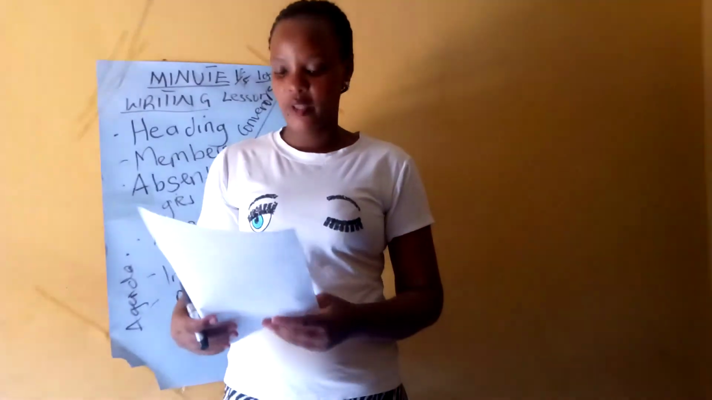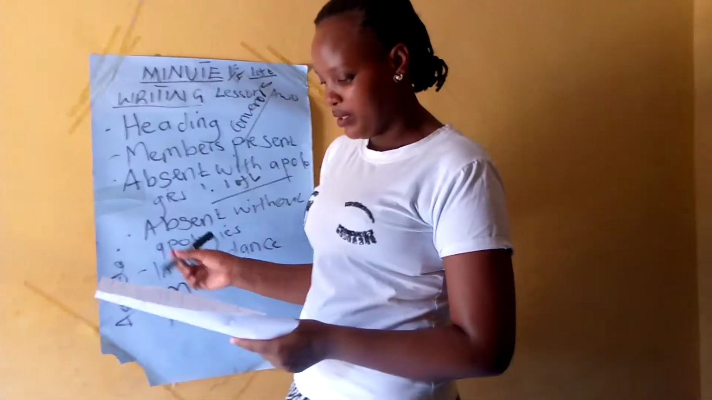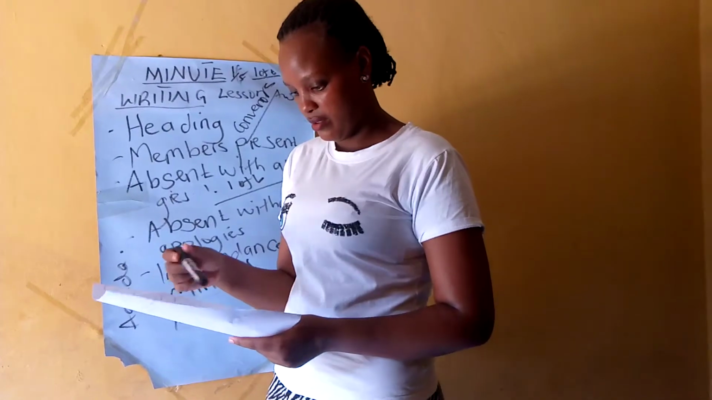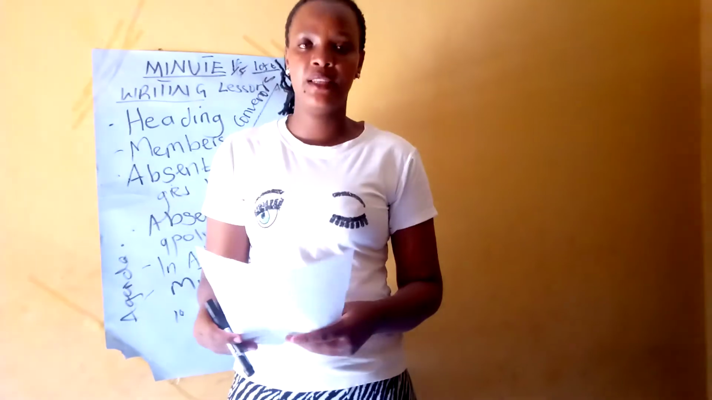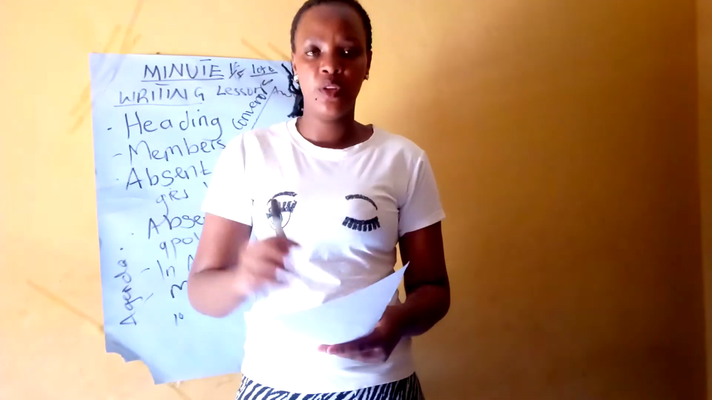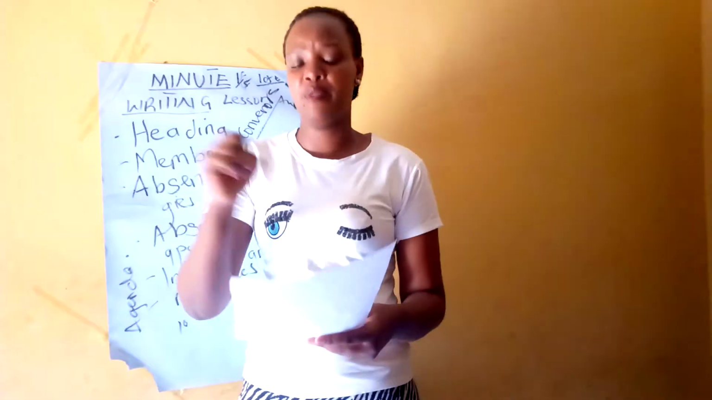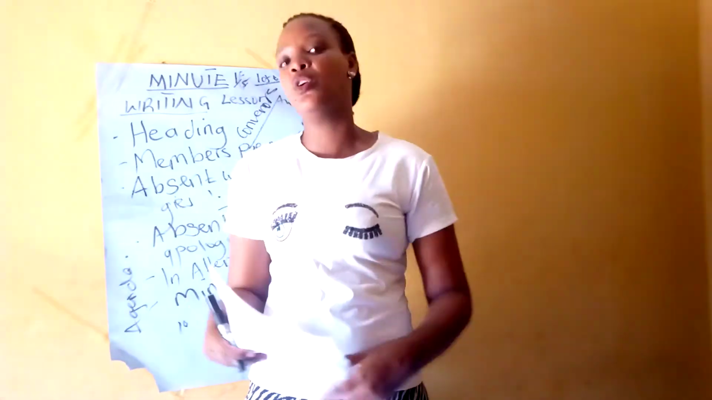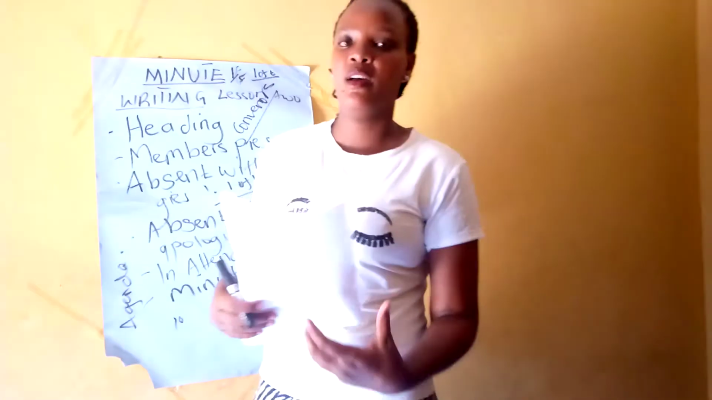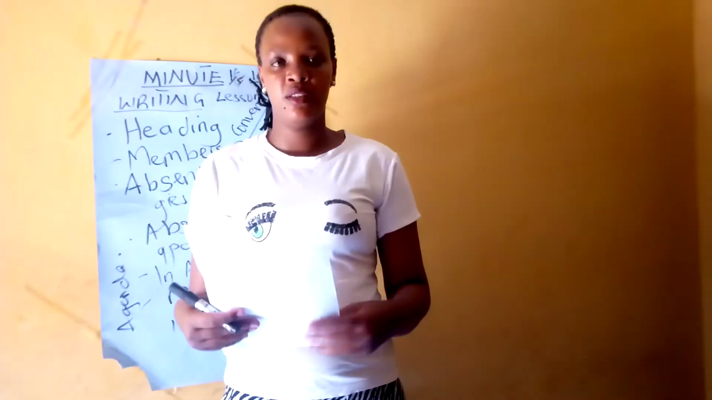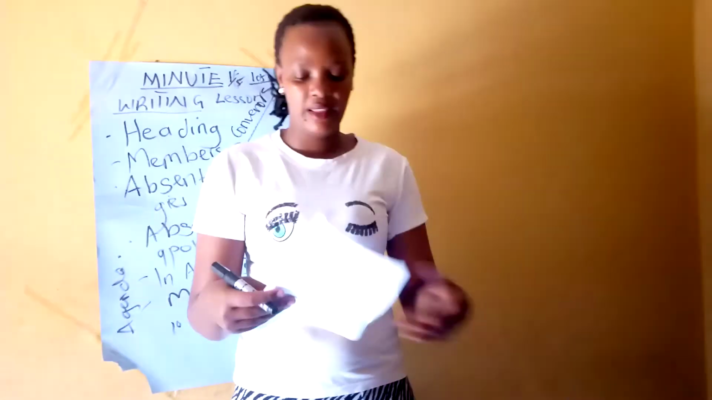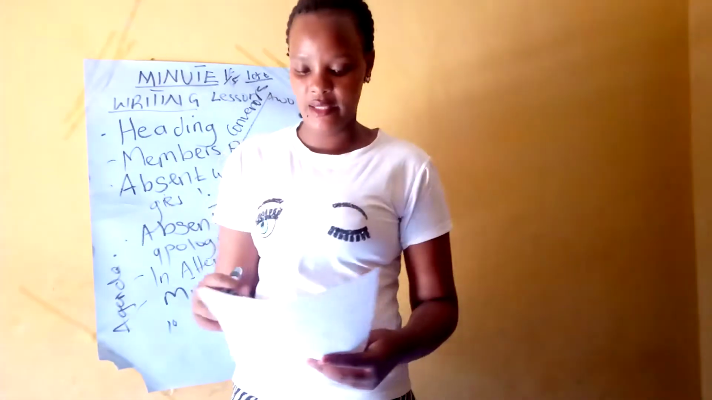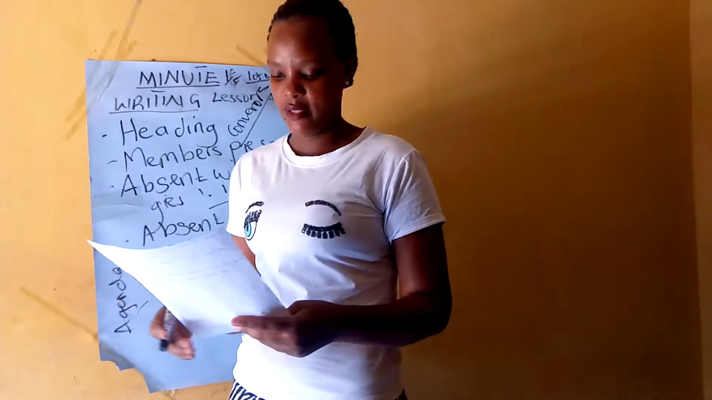Then we got another point, which is our point number 7, the agenda. For the agenda, you number the items to be discussed in the meeting. For example, number 1, we started with the prayer. Number 2, the speech of the chairman, the speech of the vice chairman, and so on. This is what we call the agenda.